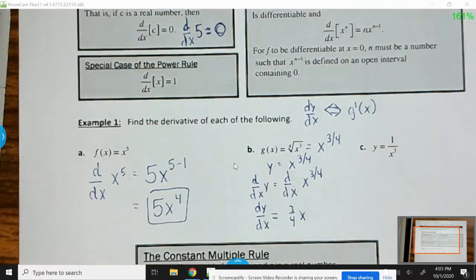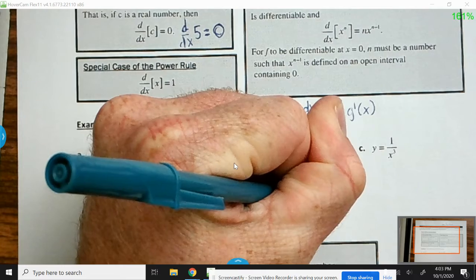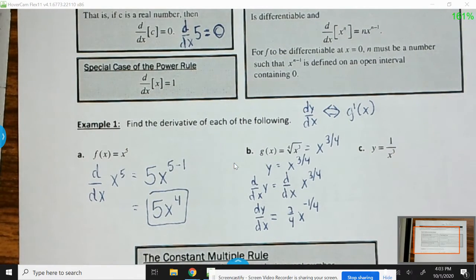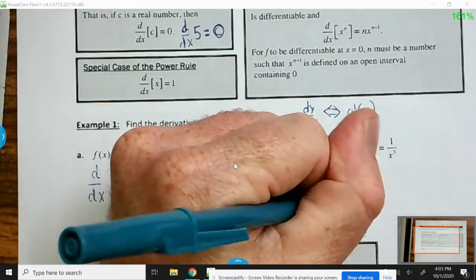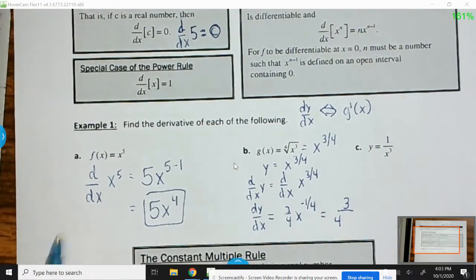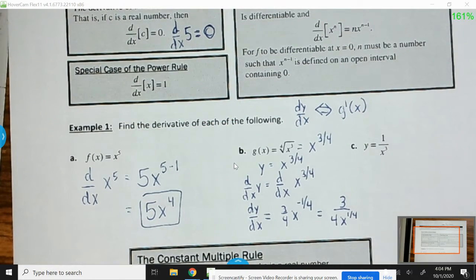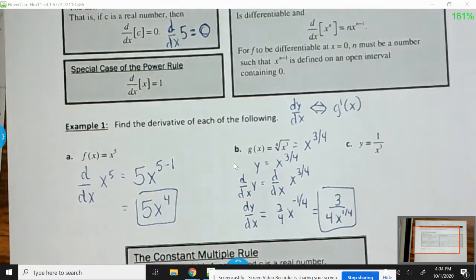Then I have to knock 3/4 down by 1, and that would become 3/4 minus 4/4, which is negative 1/4. And we're always going to write these with positive exponents. What that means is then, to make x to the negative 1/4 positive, I'm going to write it in the denominator. So I could do that: 3/4 x to the 1/4 power. That would be the answer for that one.